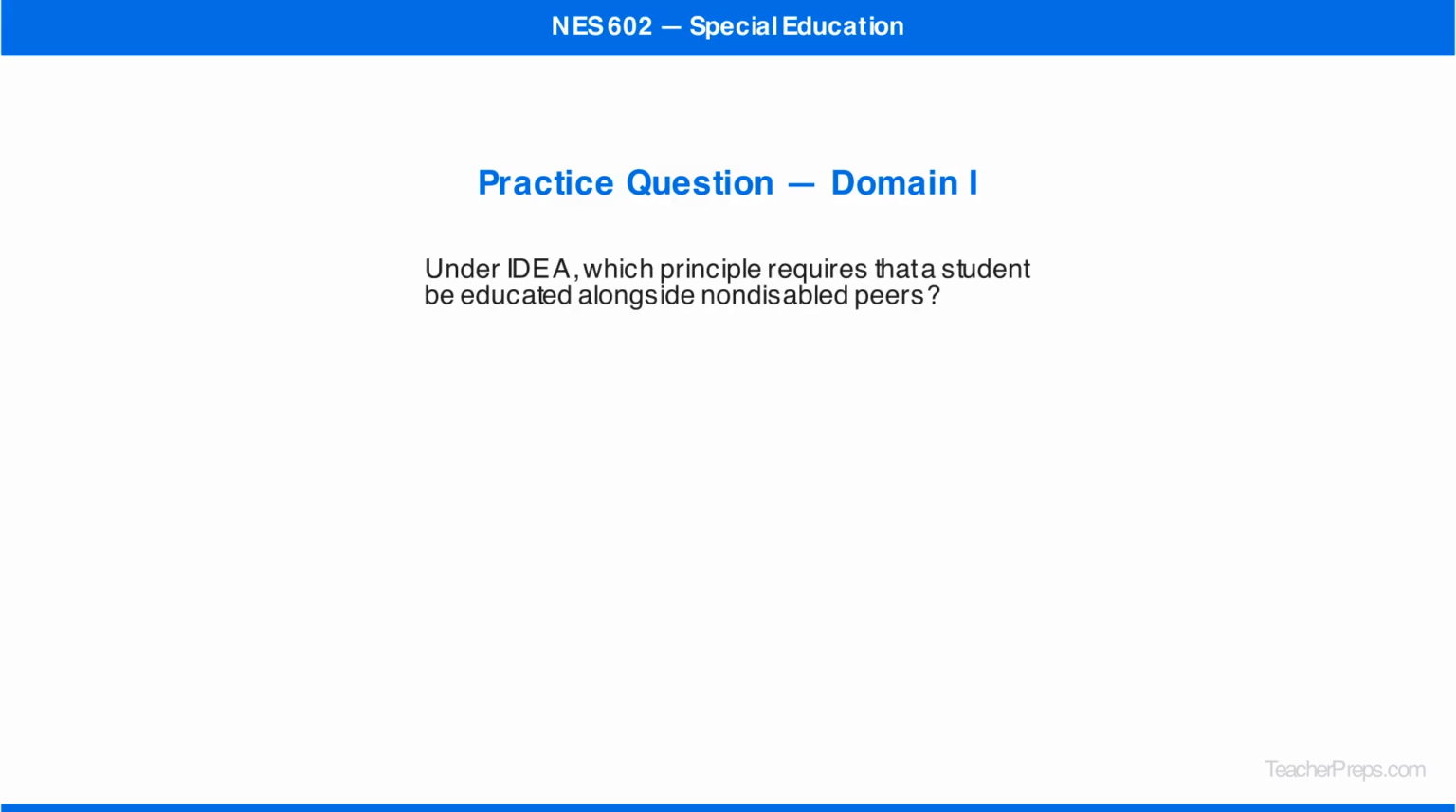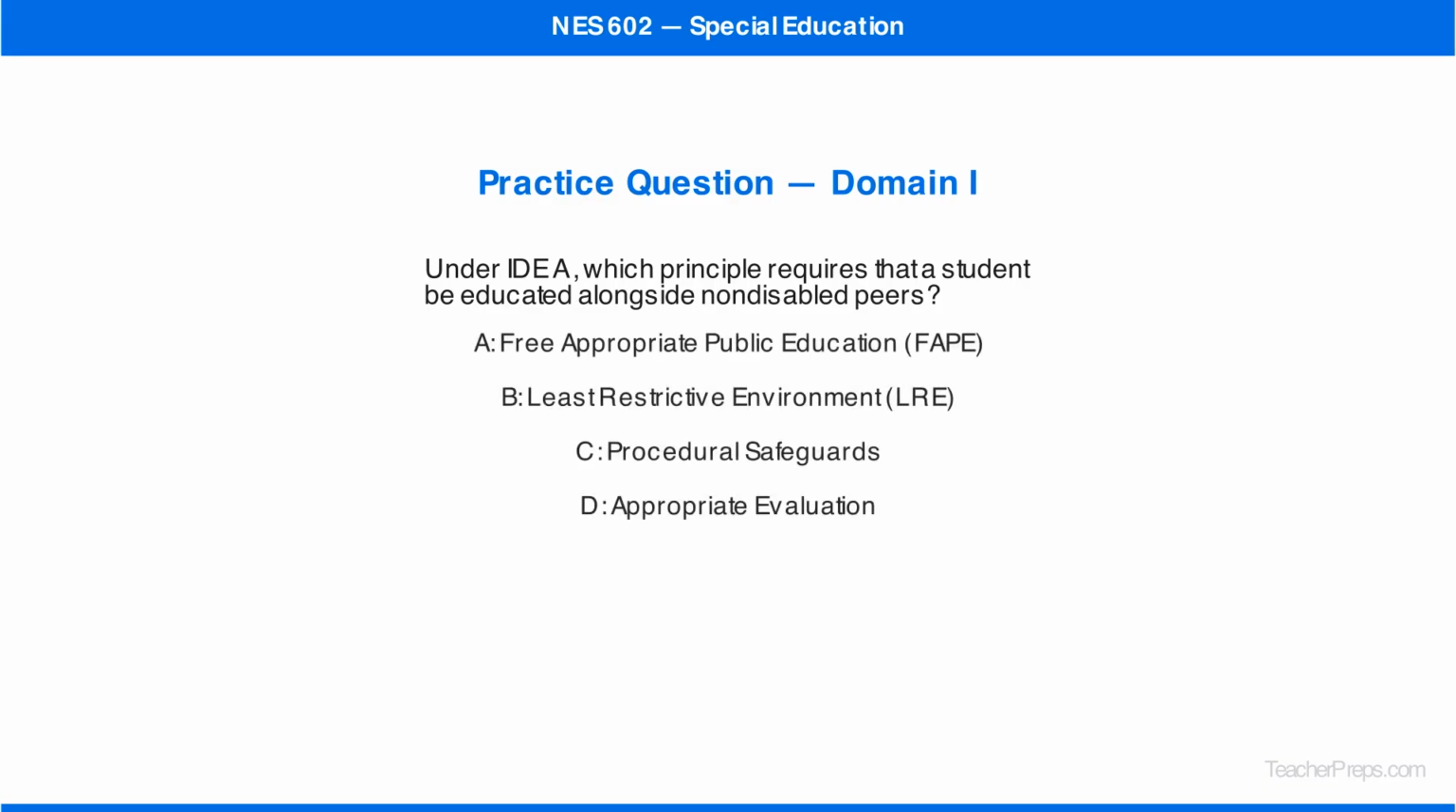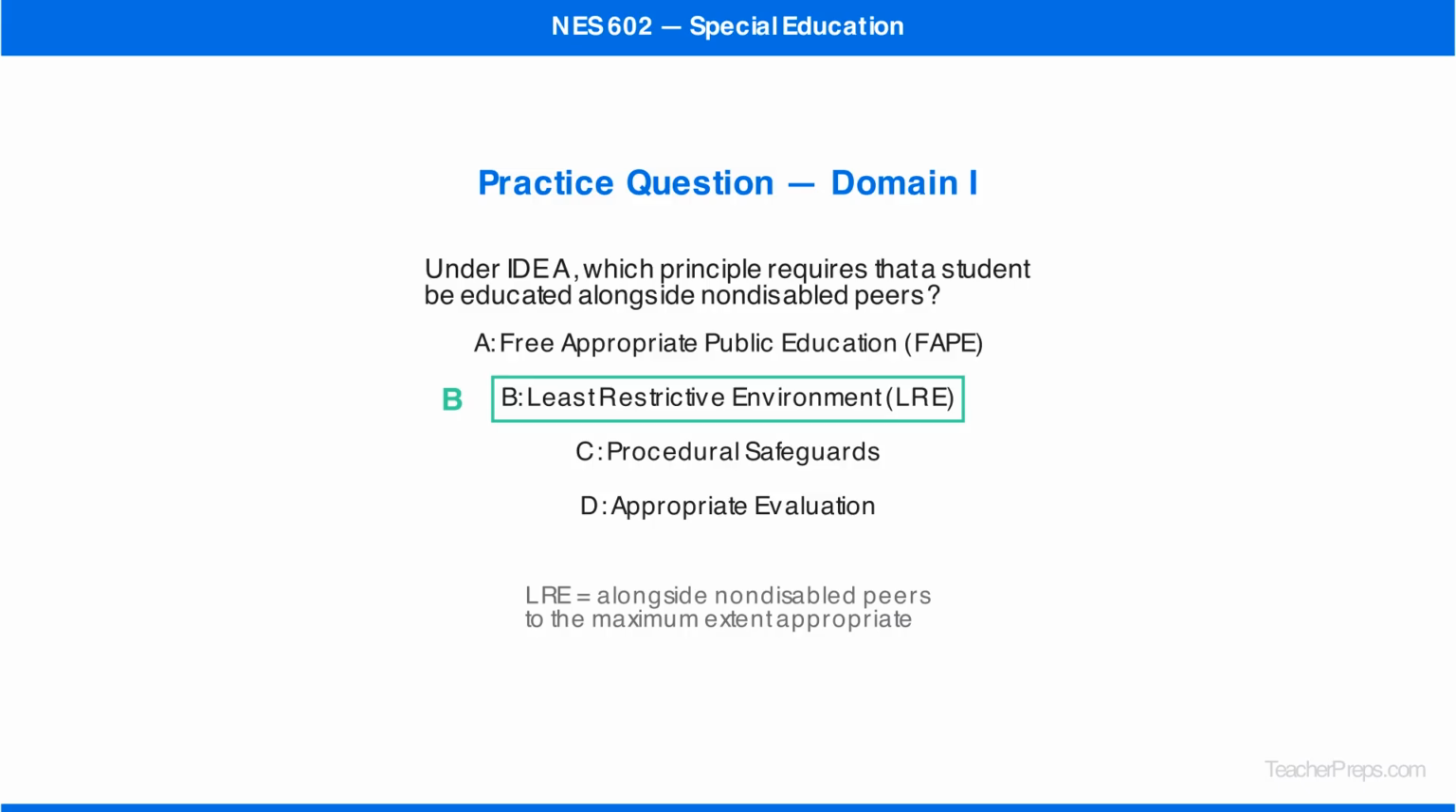Let's try a practice question for Domain 1. Under IDEA, which principle requires that a student with a disability be educated alongside non-disabled peers to the greatest extent appropriate? A. Free appropriate public education. B. Least restrictive environment. C. Procedural safeguards. D. Appropriate evaluation. The correct answer is B.